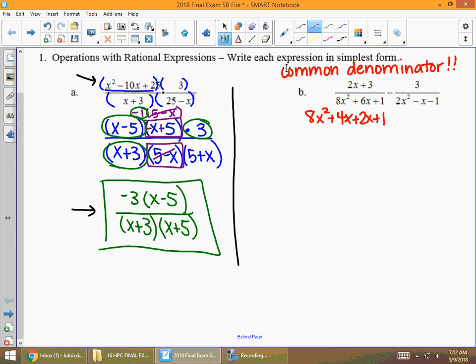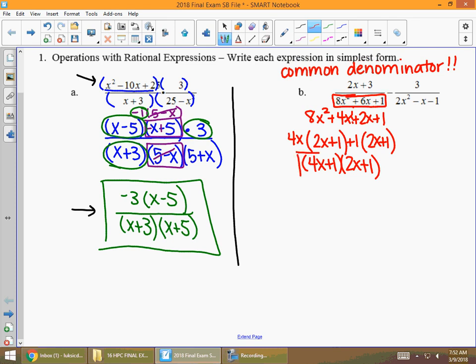Again, this is a legal way of factoring where every step is equivalent to the step before. 6x is the same as 4x plus 2x. I can factor out a 4x. I'm left with 2x plus 1. And I can factor out a 1, and I'm left with 2x plus 1. So I'm going to be able to replace my 8x squared plus 6x plus 1 with 4x plus 1 times 2x plus 1.